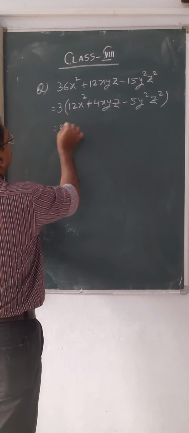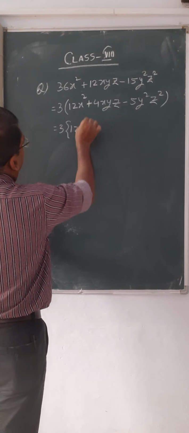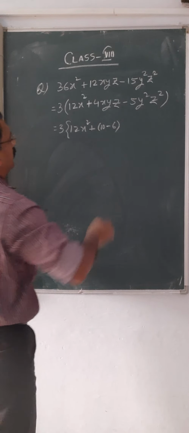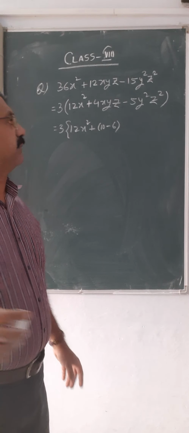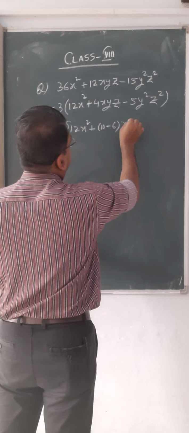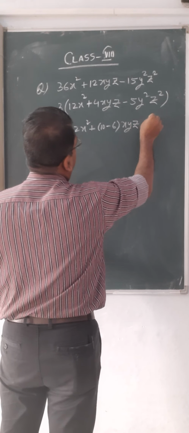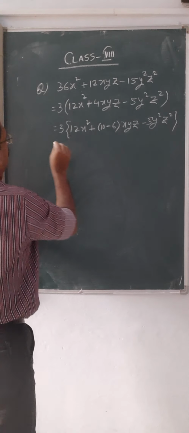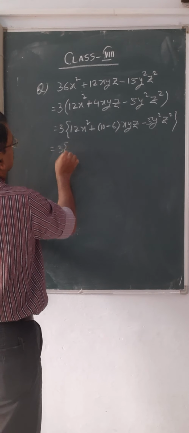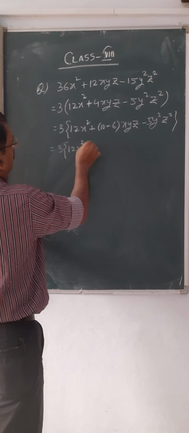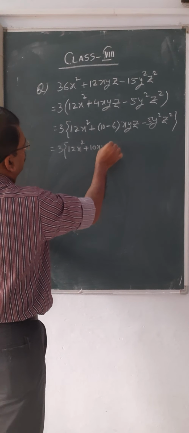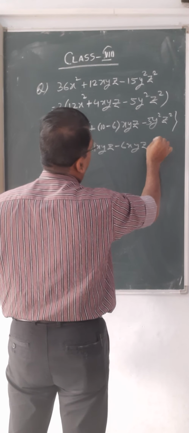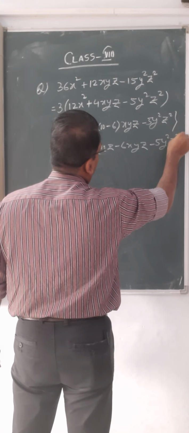So simply in place of 4 you write down 10 minus 6. Only in place of 4 you write down 10 minus 6, and xyz minus 5y square z square, like this. Now you open that bracket: 12x square plus 10xyz minus 6xyz minus 5y square z square.